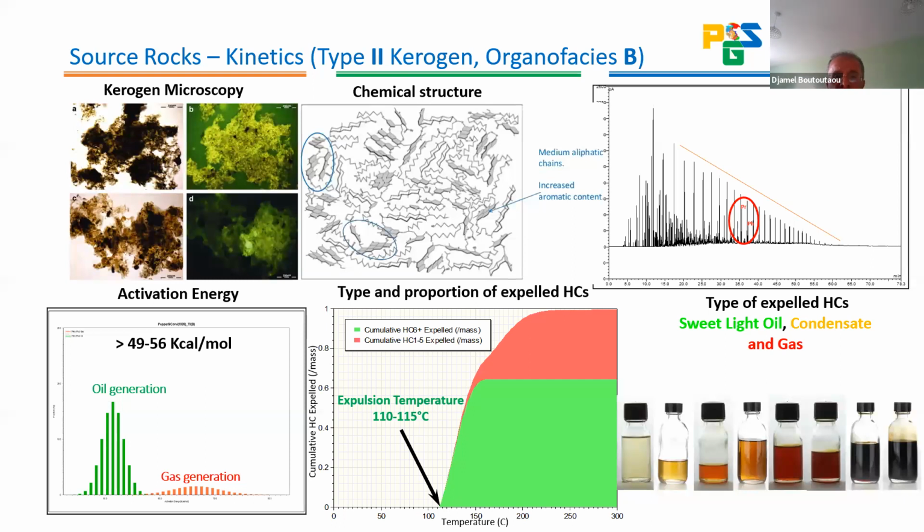So that means more energy, more heat, more temperature. And the activation energy is higher, so we need more energy. So we generate oil at around 100 degrees Celsius, but we expel it around 110 to 115 degrees Celsius. So it's later than type 2S.